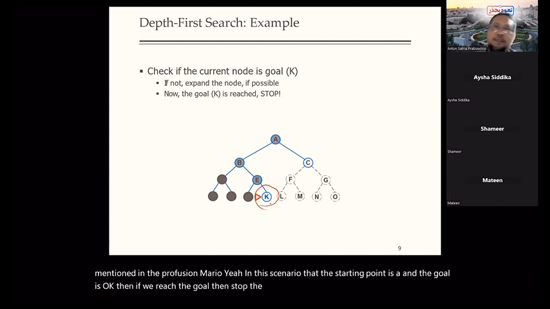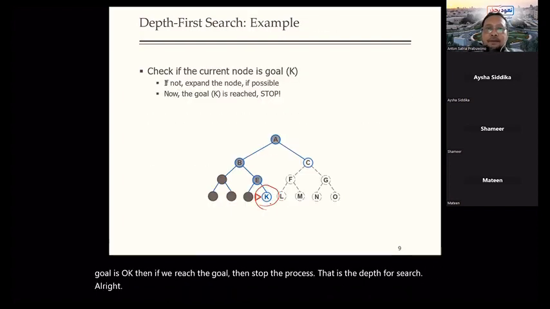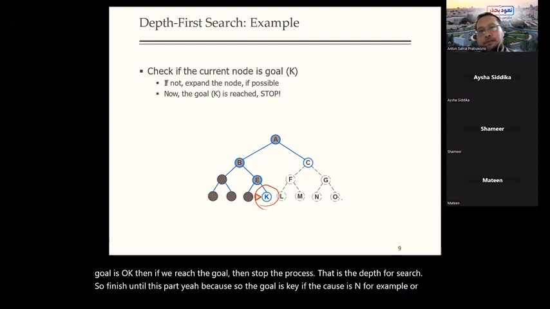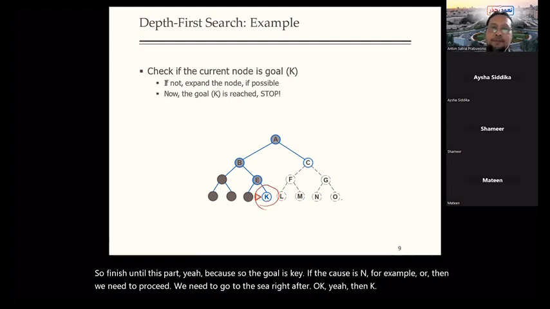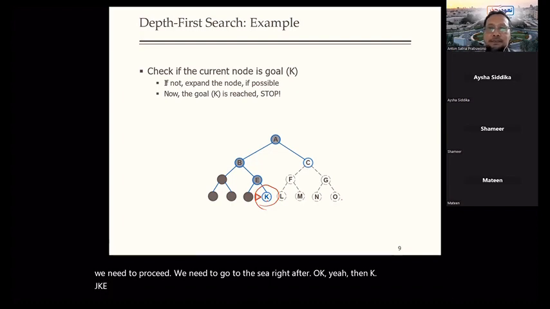That is the depth first search. So finish until this part, because the goal is K. If the goal is N, for example, or O, then we need to proceed. We need to go to the C. After K, then J, K, E will be discharged. Discharged here. Then after that, go to the C.